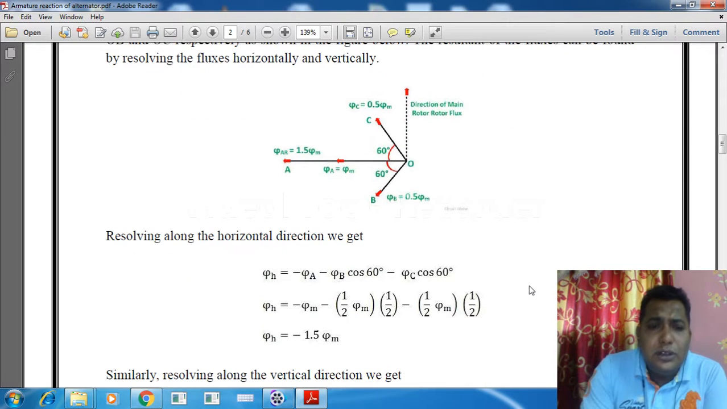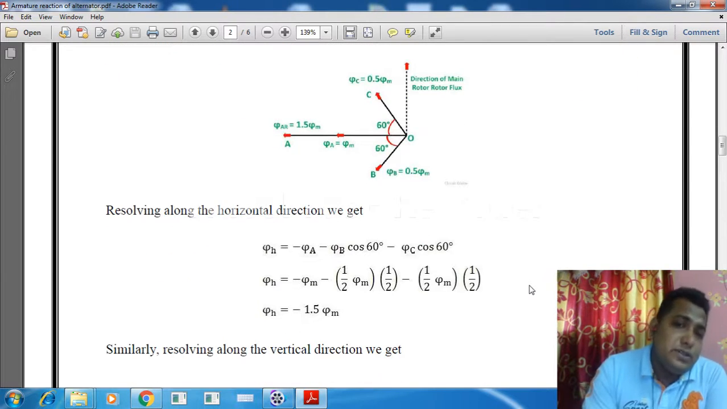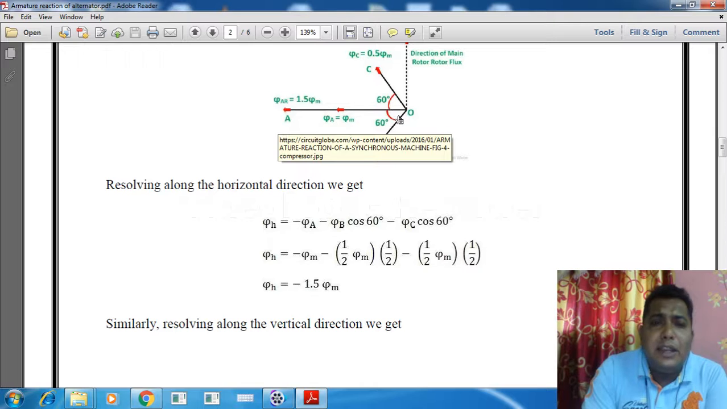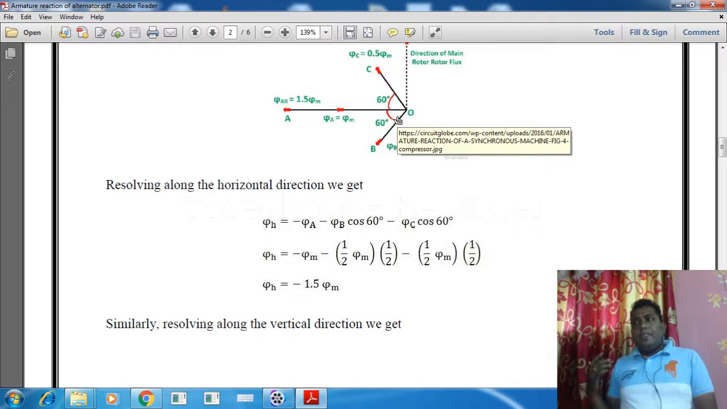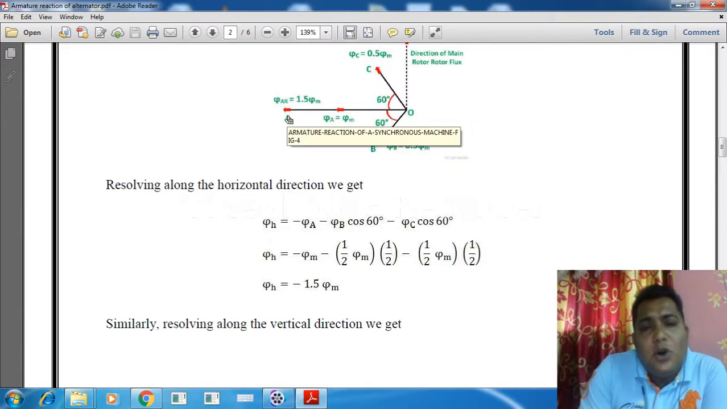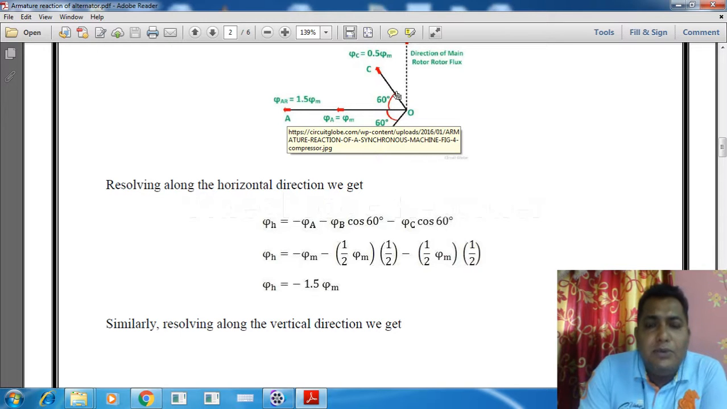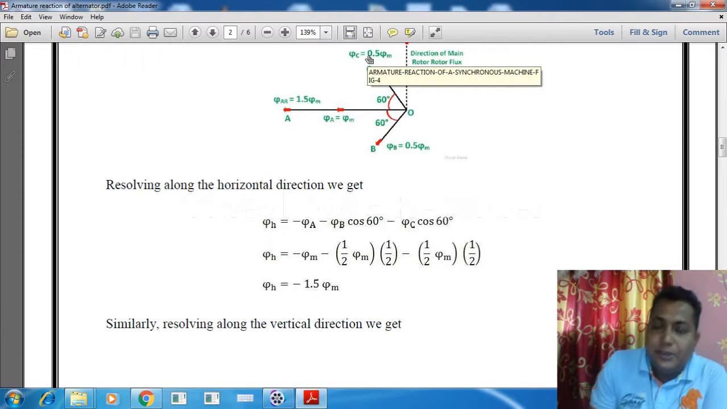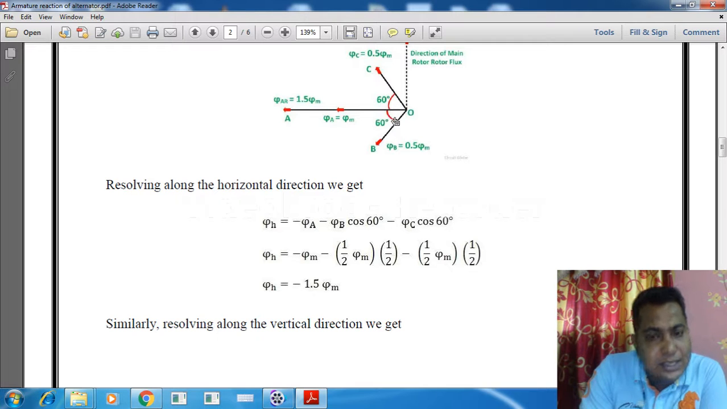Okay, so now if we resolve those along the horizontal axis, what are we going to get? We want to find out, over this horizontal axis, the total effect of the three phase flux. As you can see over here, phi a is on the axis of this horizontal line. So now we have to find out the effect of this phi b and phi c over this horizontal axis, correct? As you can see, there is an angle of 60 degree. Yes, correct, as you can see.